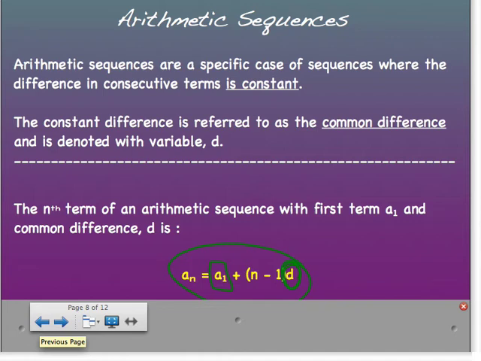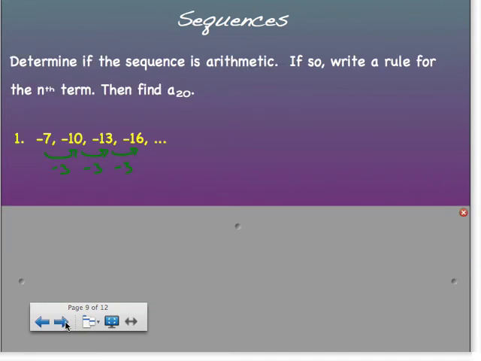Remember, n is my input, 1, 2, 3, 4, 5. So the n's can stay. The only thing I really need is a sub 1 and d. If I look at this, I know that -7 is a sub 1. That's my starting point. And I think you just found from down below that this right here is my d. My d is -3, my common difference.